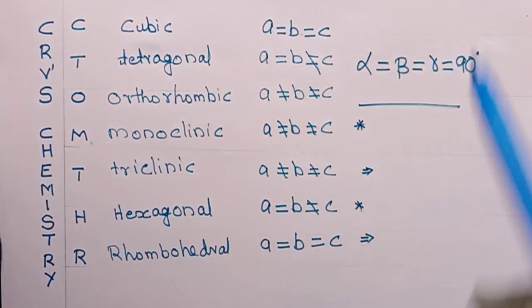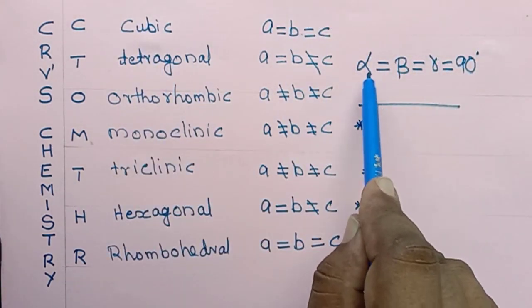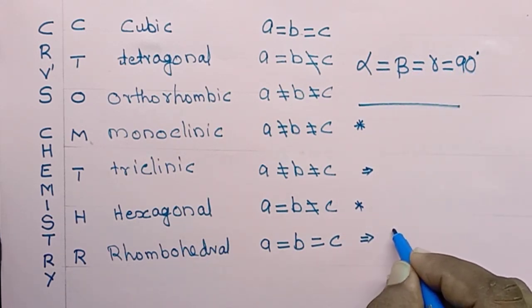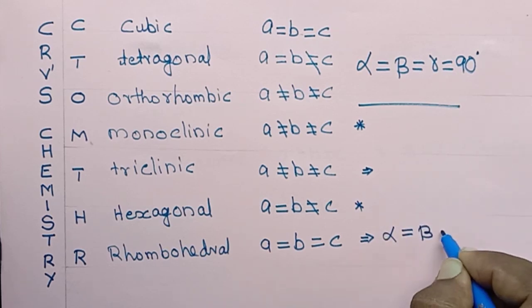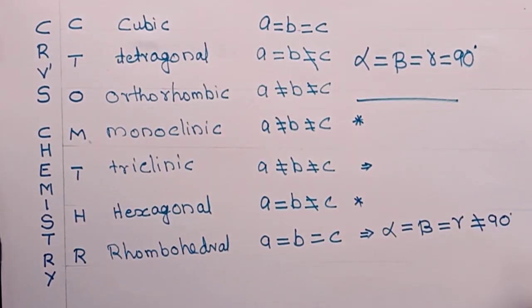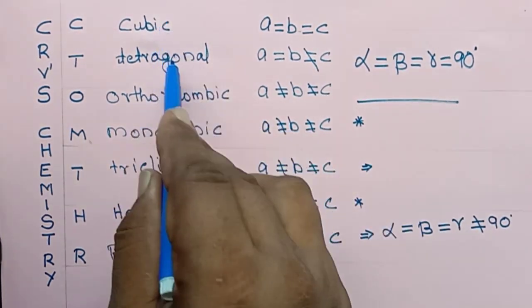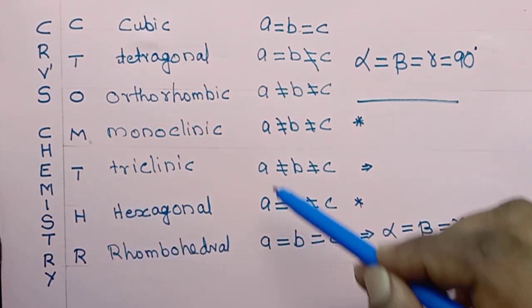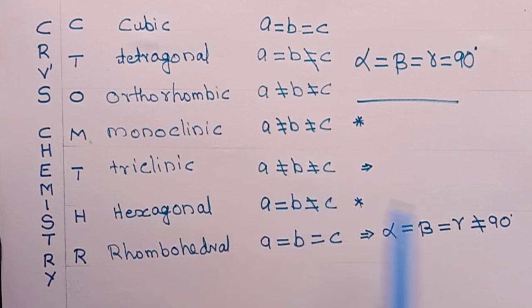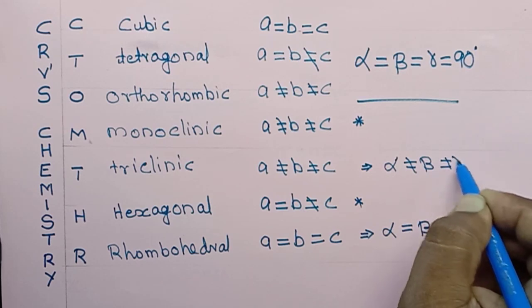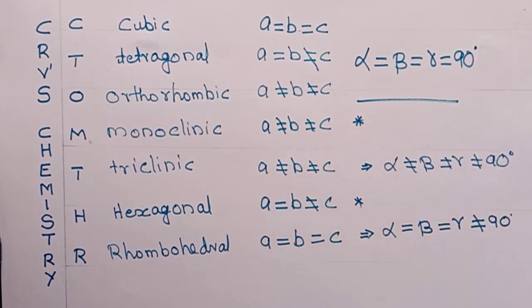Now we are going to see what is the relation between cubic and rhombohedral. A equal to B equal to C, A equal to B equal to C. For cubic angle is alpha equal to beta equal to gamma equal to 90. And for rhombohedral, alpha equal to beta equal to gamma but not equal to 90. That is a relation. Then what is the relation between rhombohedral and triclinic? A equal to B equal to C, A not equal to B not equal to C. Similarly, for triclinic, alpha not equal to beta not equal to gamma not equal to 90 degree.